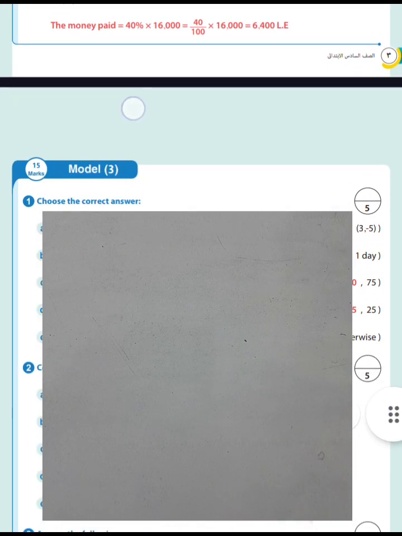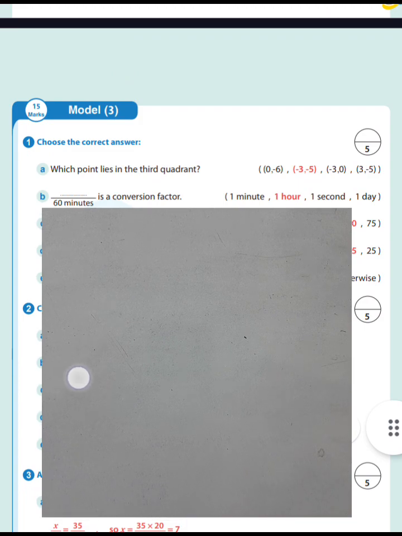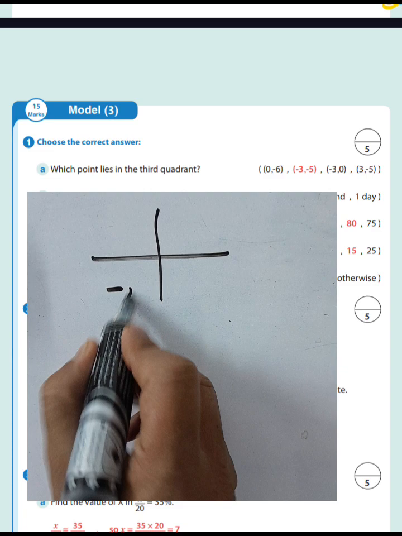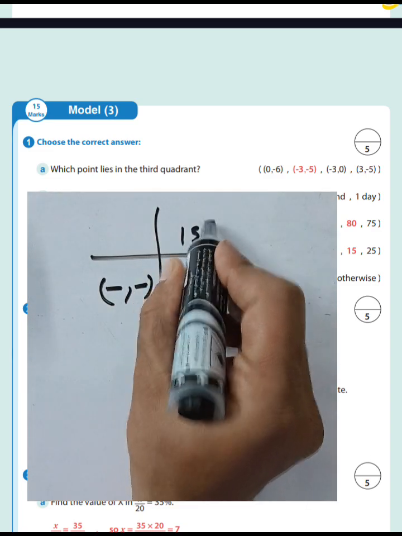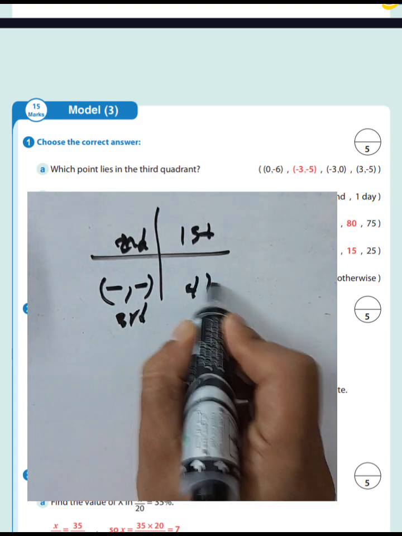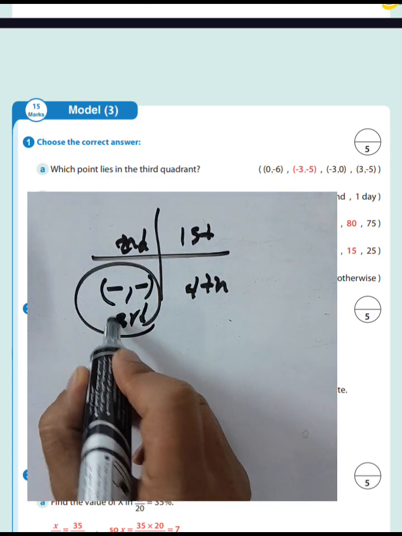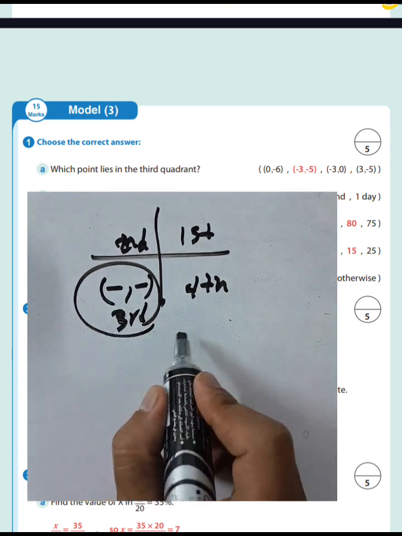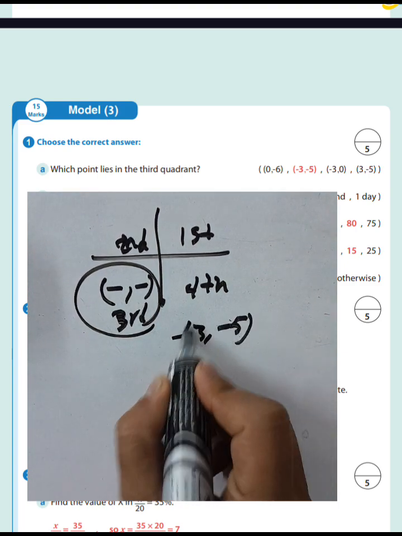Next question, choose the correct answer. Which point lies in the third quadrant? The third quadrant, negative and negative. We have first, second, third, and fourth. The third quadrant signs will be negative and negative. Choose negative 3 and negative 5, which lies in the third quadrant.